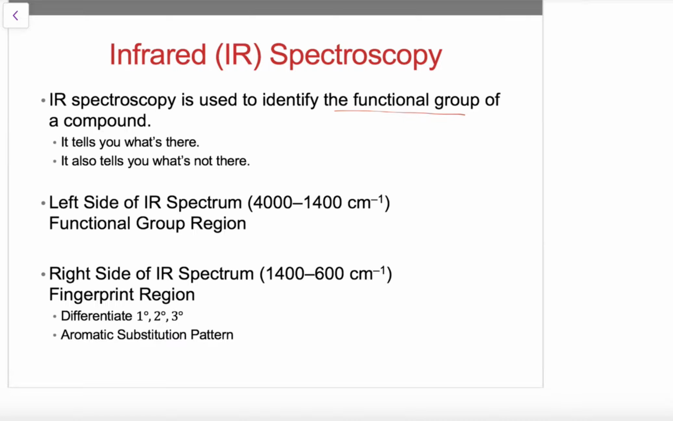The IR spectrum can be divided into two main categories. On the left portion of the spectrum, that's where we're going to look for our functional groups. And then on the right side of the spectrum, that's going to be more of the fingerprint region. Now, that region is useful because it allows us to differentiate things such as primary, secondary, and tertiary alcohols, and it also lets us look at the aromatic substitution pattern of the compound we are looking at.